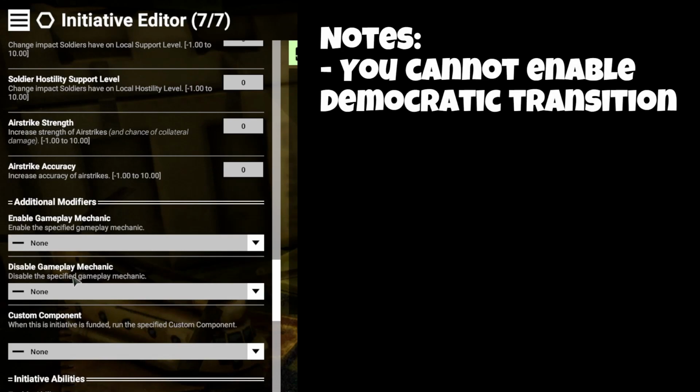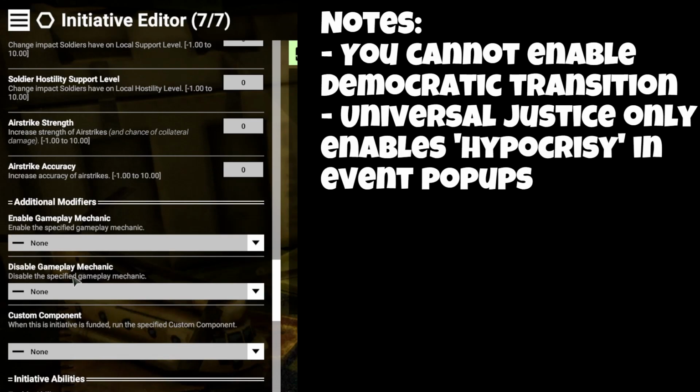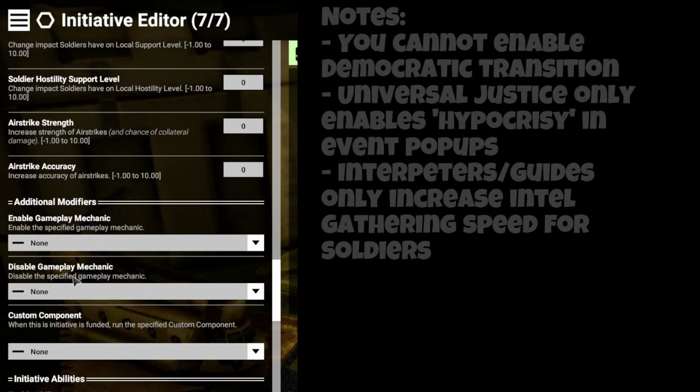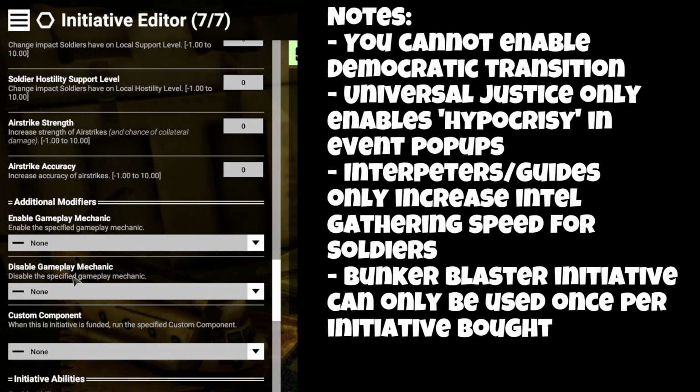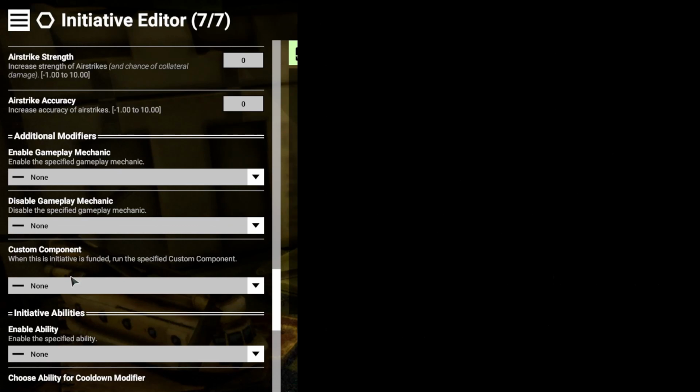You cannot enable the democratic transition event. Universal justice only enables anger over justice hypocrisy. Interpreters and guides, human terrain system only increases intel speed. Bunker blaster activate only can be used once per initiative. Custom component. These are one way and cannot be disabled.